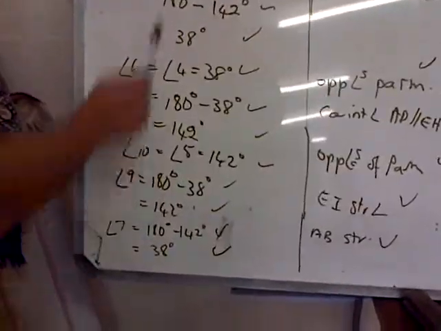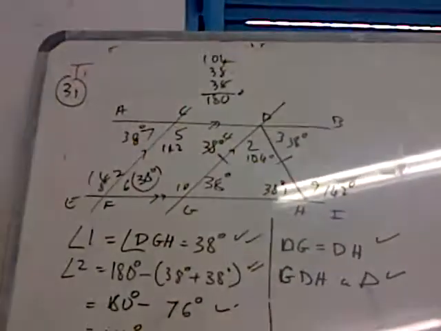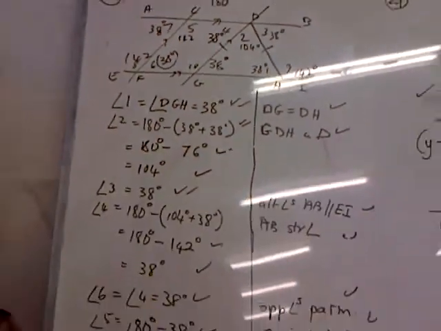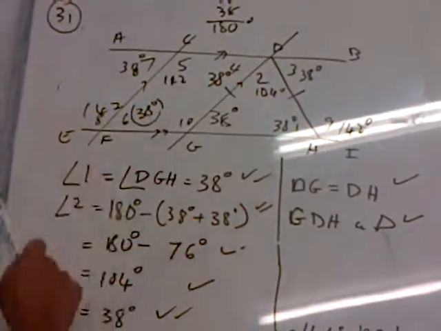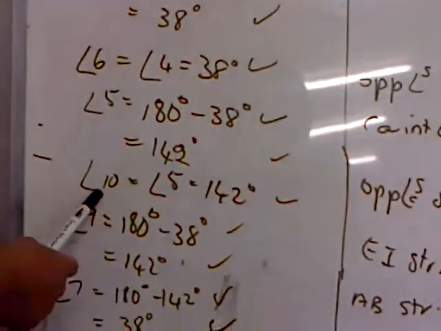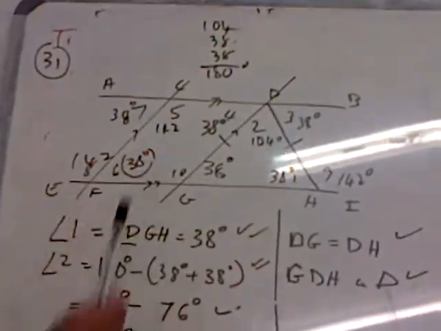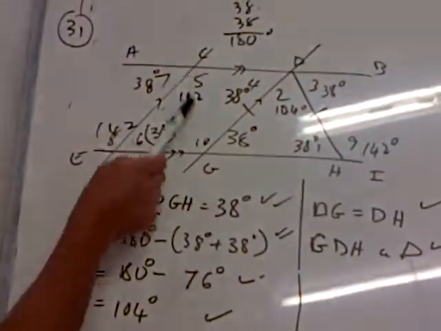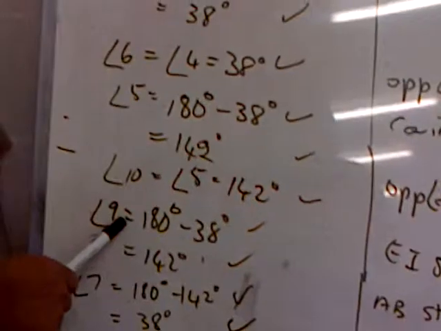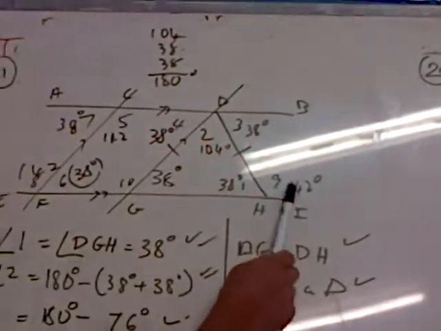Angle 5 here is equal to 180 minus 38. That is co-interior angles. They add up to 180. Those two are parallel. Angle 10 is equal to angle 5, which is equal to 142. Opposite angle of a parallelogram. Angle 9. Subtract from 180. You get that one.